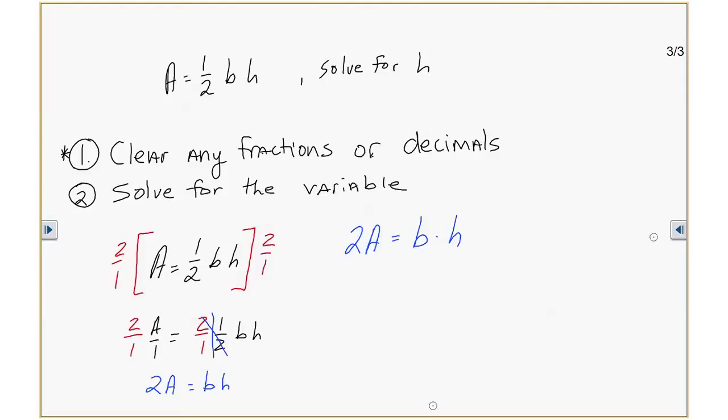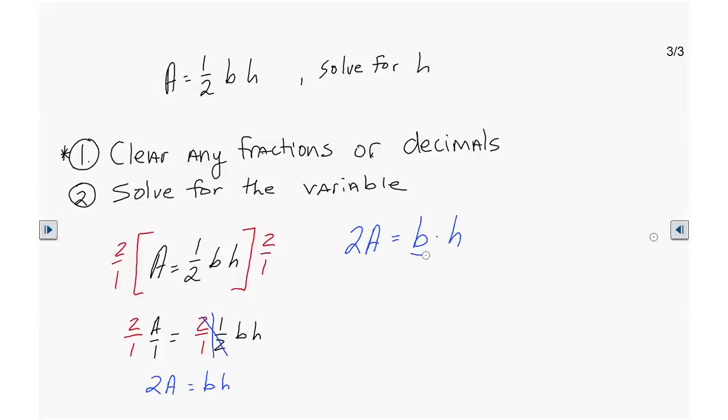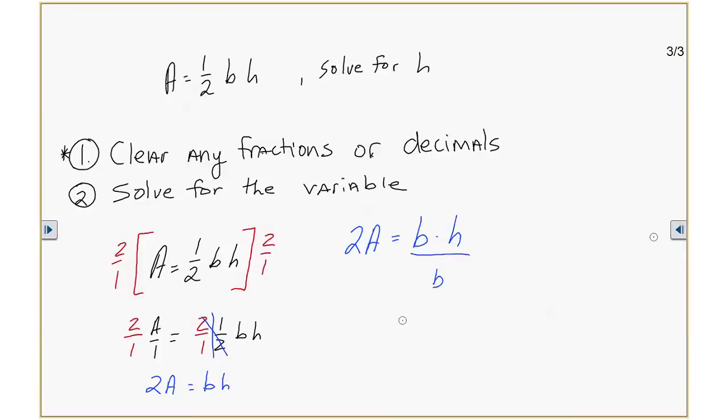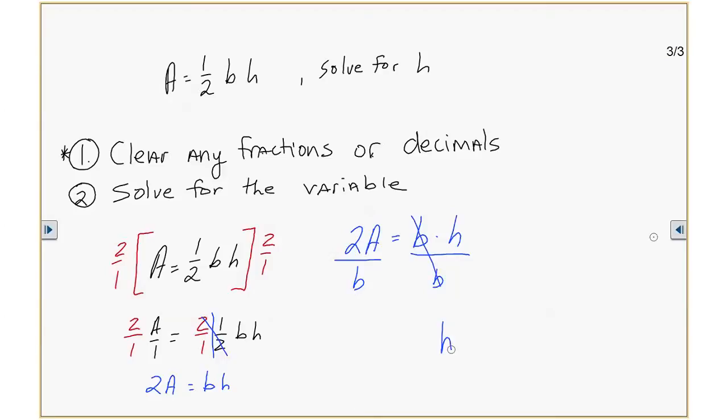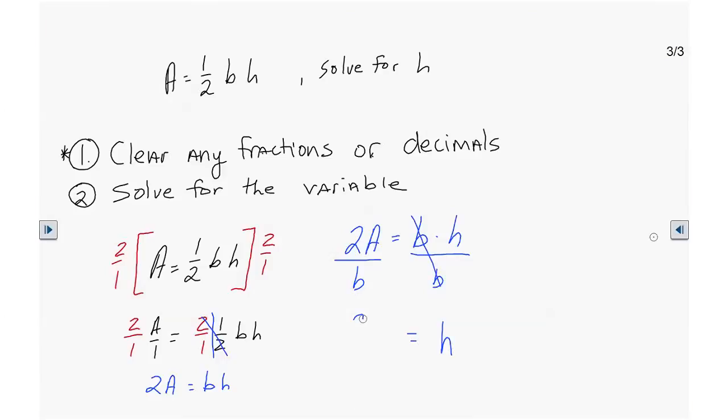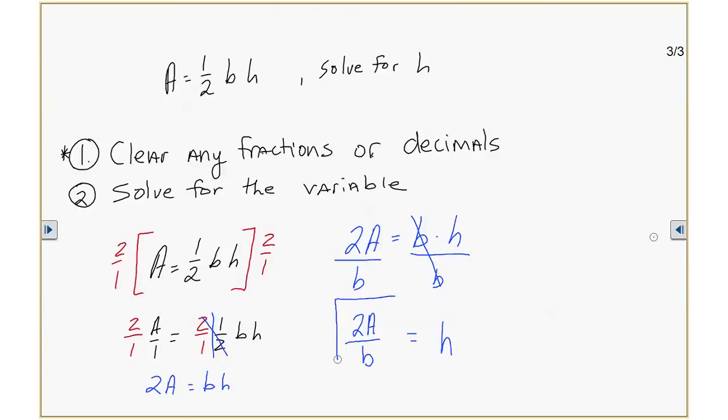How do you undo an operation? How do you undo multiplication? Divide by b. Do I do it on one side? Do I do it on the other? So h is equal to 2a over b. And make sure you can solve for a variable.